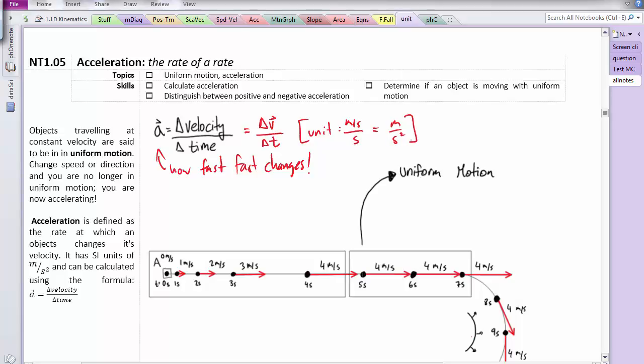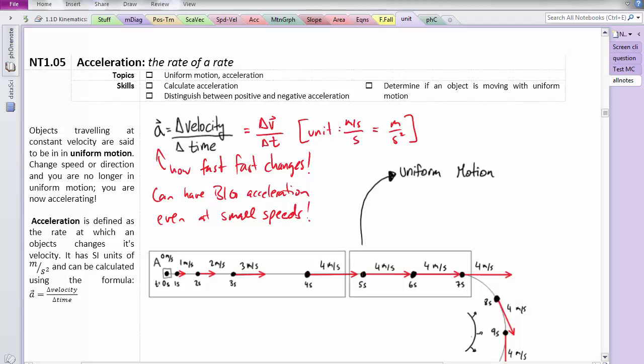So it's not a simple concept. It takes a little while to get used to what acceleration is. One thing that you must note is that we can have big acceleration even at very small speeds, because acceleration has nothing to do with speed, really. It has to do with how fast the speed changes.